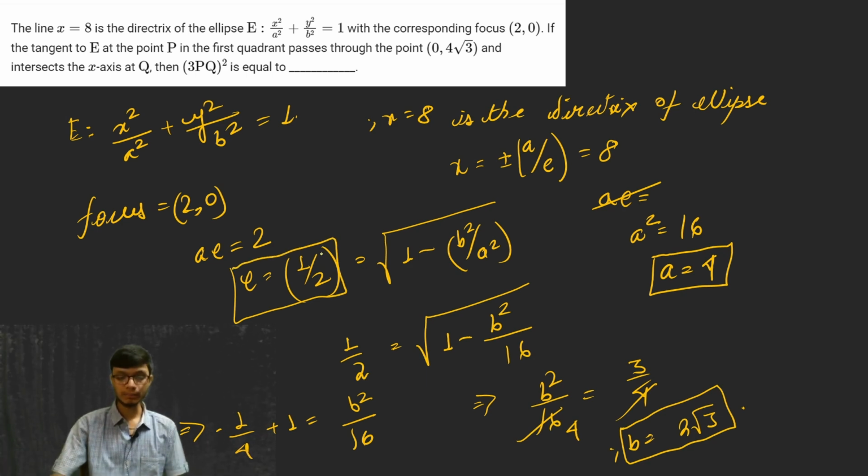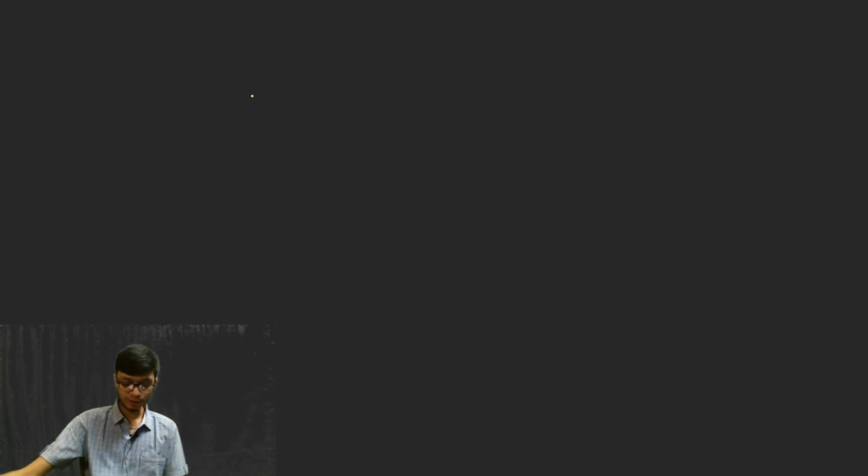All right, now it is also saying that the tangent to the ellipse at point P in the first quadrant passes through the point 0 comma 4 root 3, and intersects the x-axis at Q, then you have to find 3 times PQ whole square, that means 9 PQ square. All right, so how will you do so? Now let us draw the ellipse.